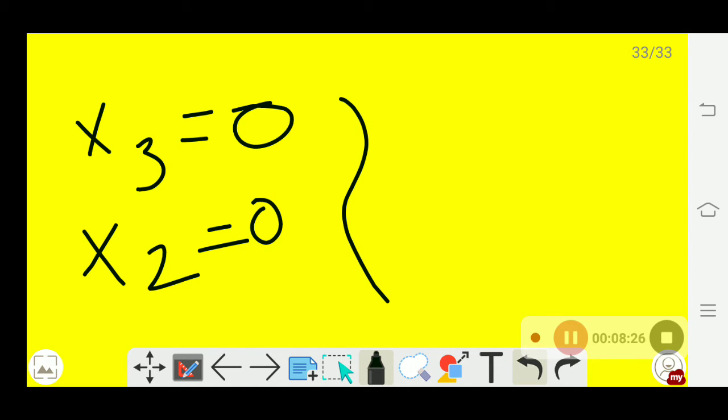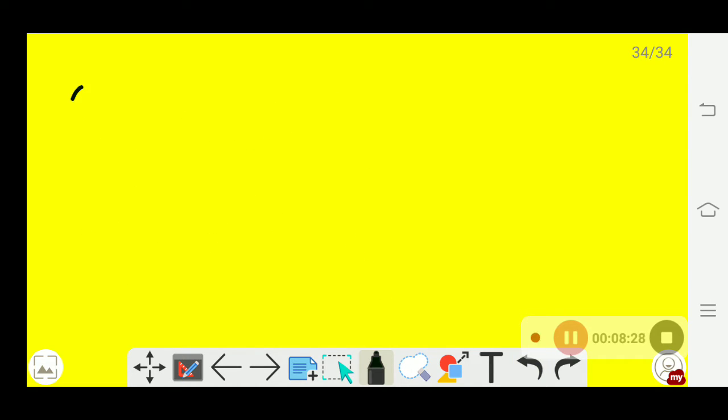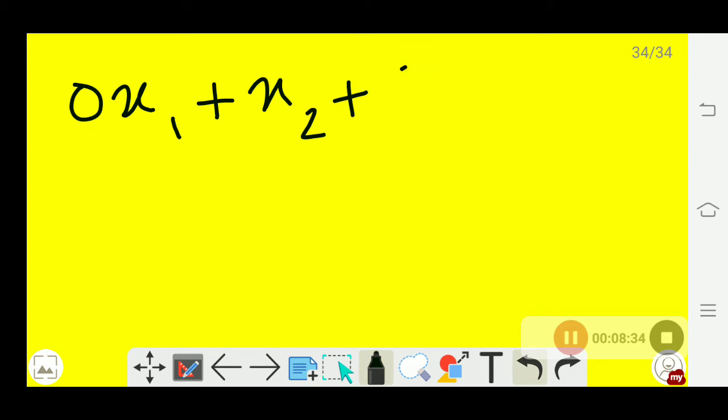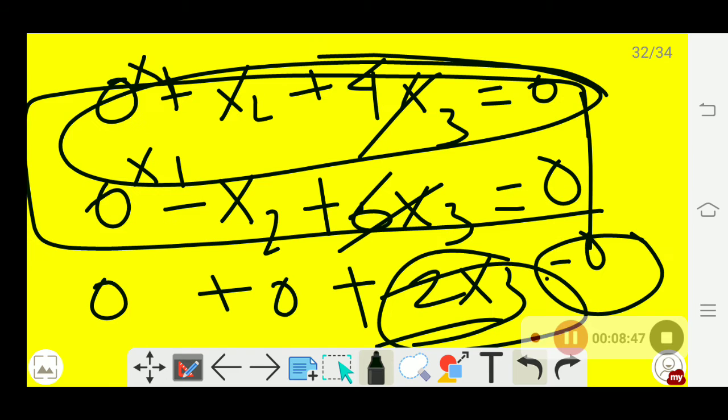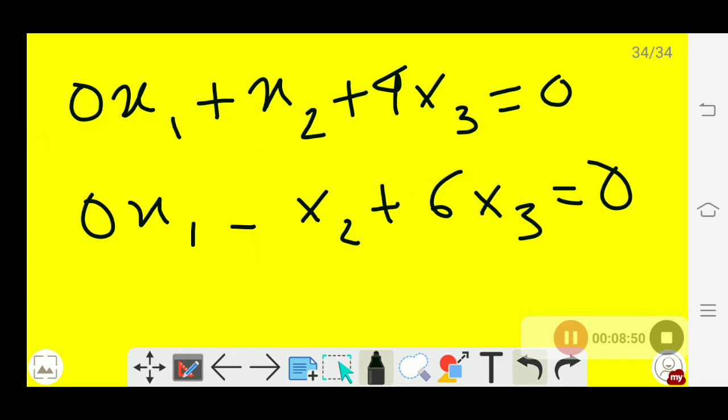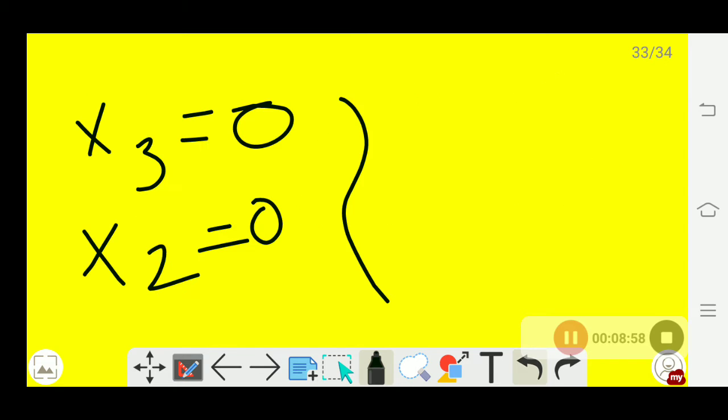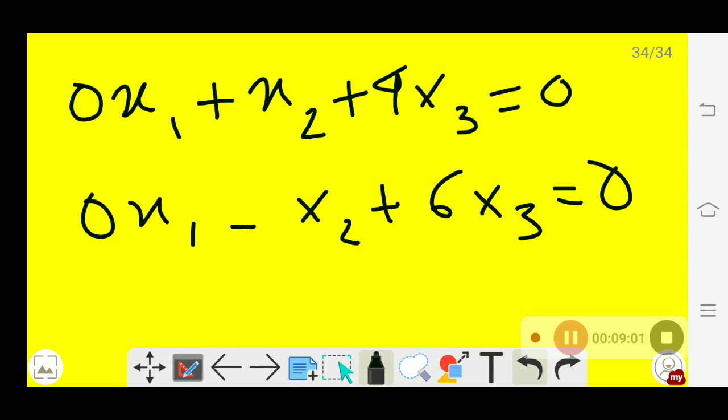Okay, so our first and second equations are x1 plus x2 plus x3 is equal to 0, x1 minus x2 plus 6x3 equals 0. Okay. So now applying the multiplication method, here we will get, see what we need to do.